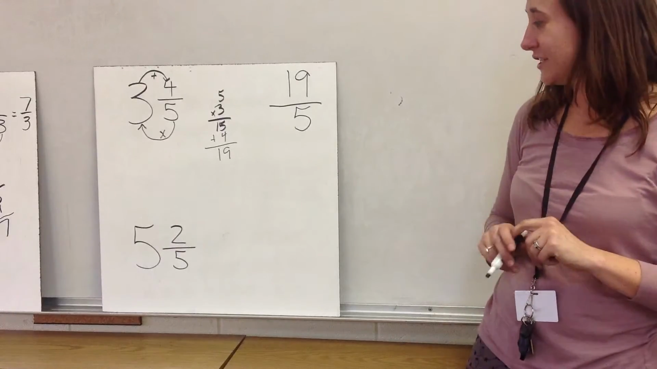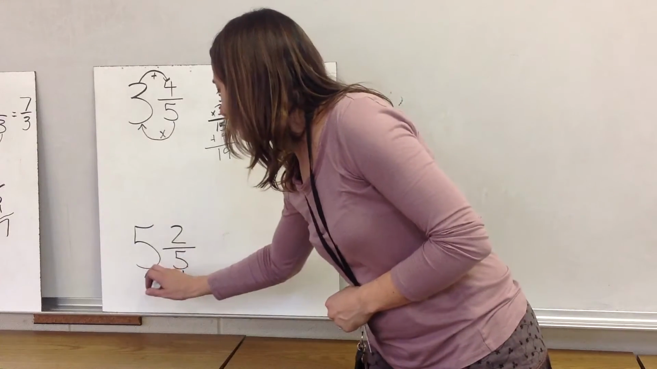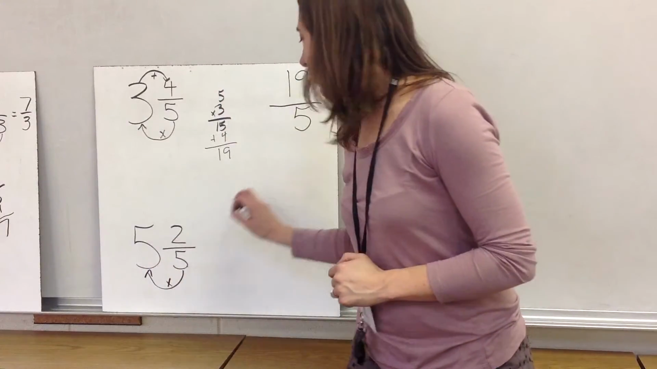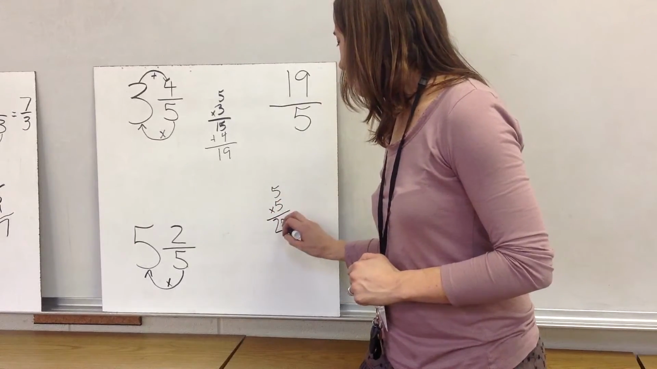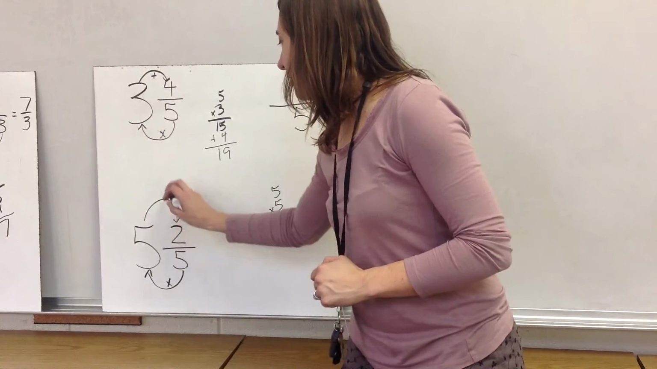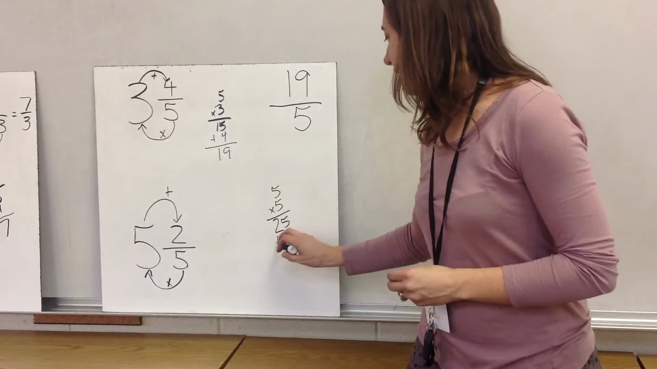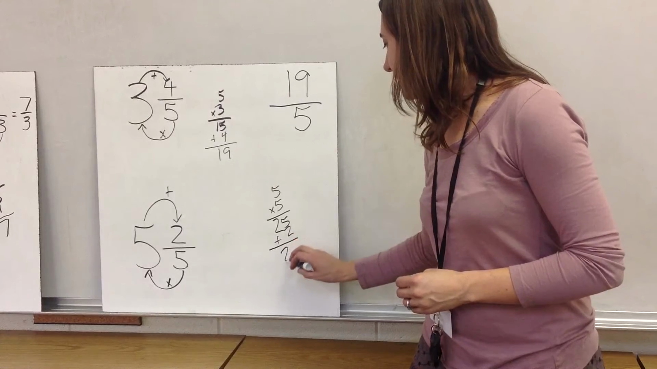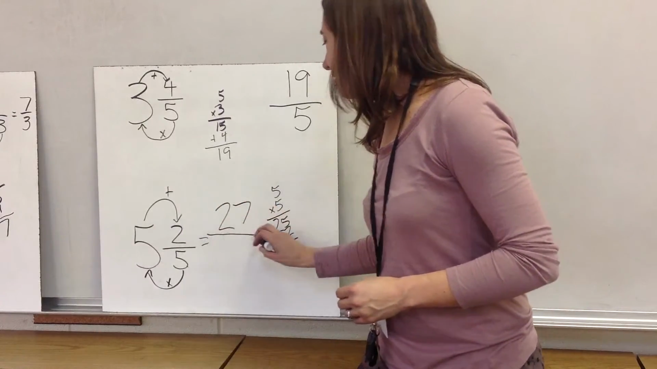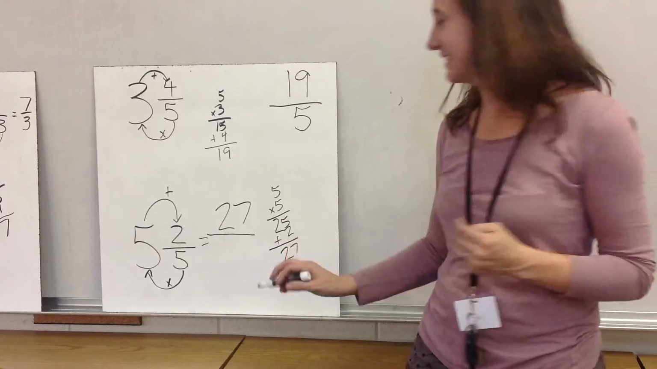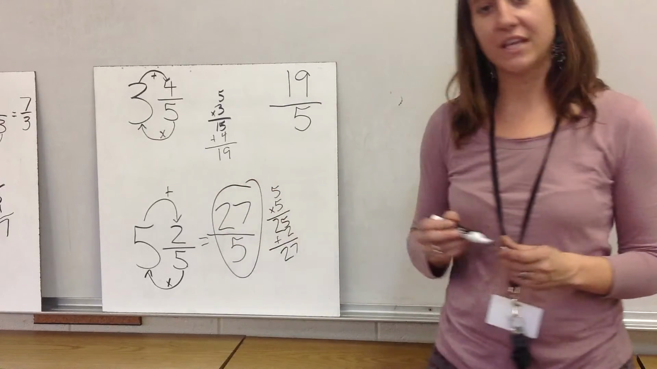Okay, so hopefully you've had a chance to do that. And we do the denominator 5 times the whole number 5. 5 times 5 is 25. Add those 2 for the numerator. And we get 27. 27 is our new numerator. And what is our denominator? It stays the same. It's 5. So our final answer is 27/5.